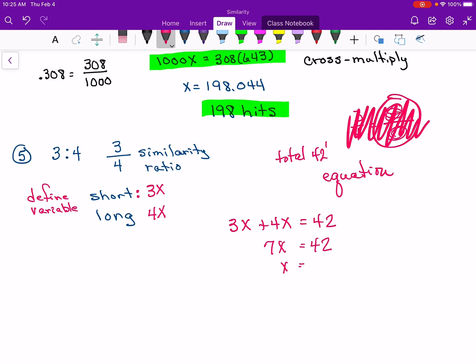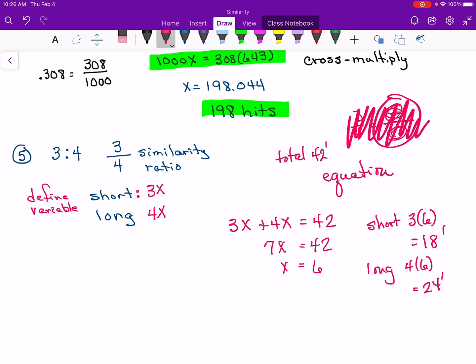Divide both sides by 7, x equals 6. So the short piece is 3 times 6, or 18 feet, and the long piece is 4 times 6, or 24 feet. And if you add 18 and 24, you do get 42, so we know we have the right answer.